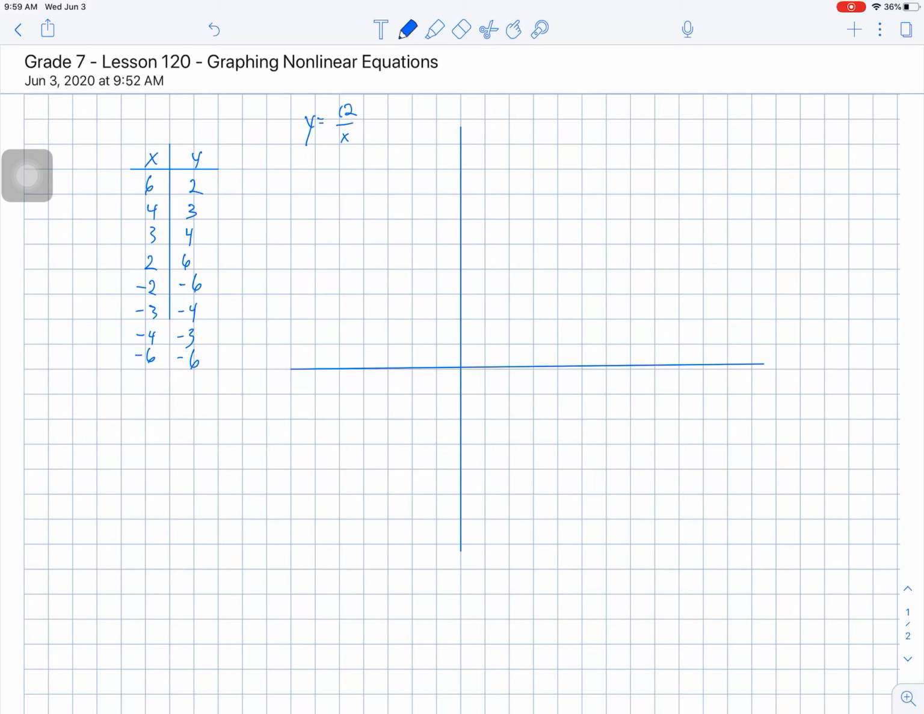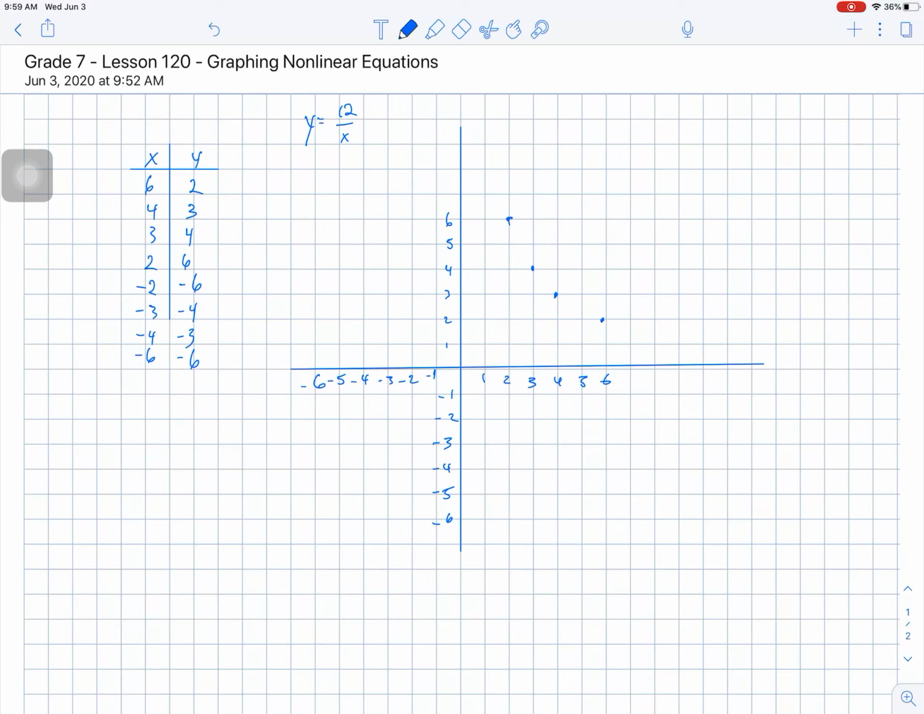So we go 2 and 6. Let's just number this: 1, 2, 3, 4, 5, 6, on each axis. And these, of course, are all negatives. So 6 and 2 is going to be our first one. 4 and 3 is going to be the second one. 3 and 4, and then 2 and 6.